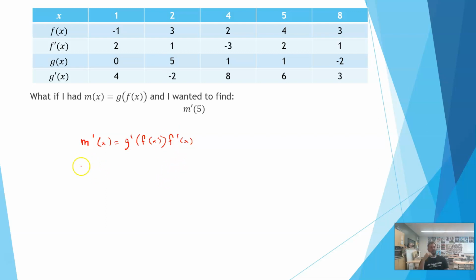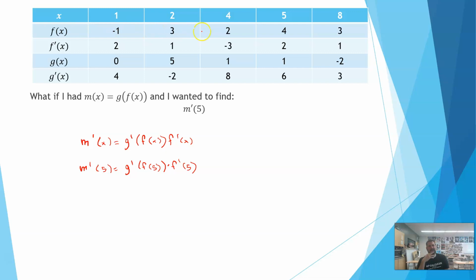So there's my step number 1. Second thing I always do is plug 5 in everywhere that I see x. So I get g prime of f of 5 times f prime of 5. Now this is where these get a little bit tricky, because I need to know what f of 5 is.